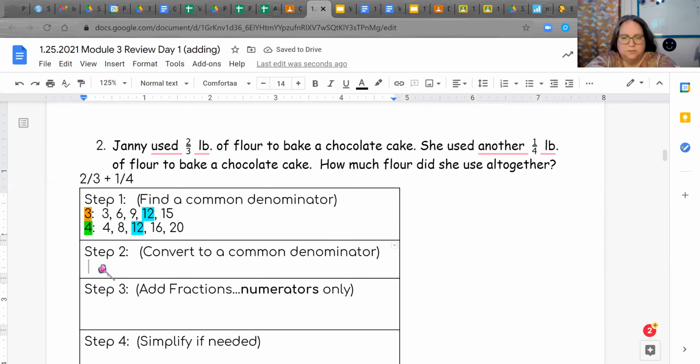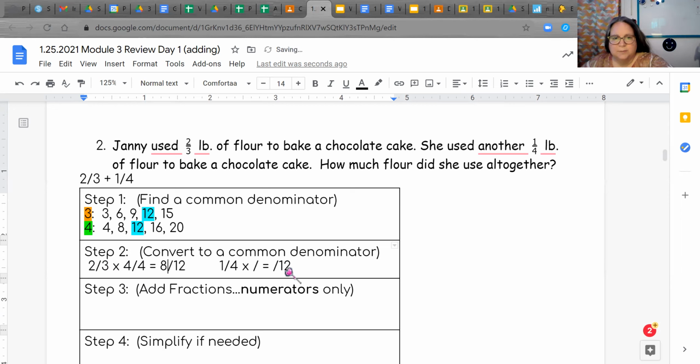So now I do the 2/3, and I multiply it by some fraction, which equals some number over 12. I'm going to quick come over here and do 1/4 the exact same, times some fraction, which equals some number over 12. 3 times what number gives you 12? Yes, it is 4. And once you do the bottom, you do the top. 4 times 2? Yes, it is 8.